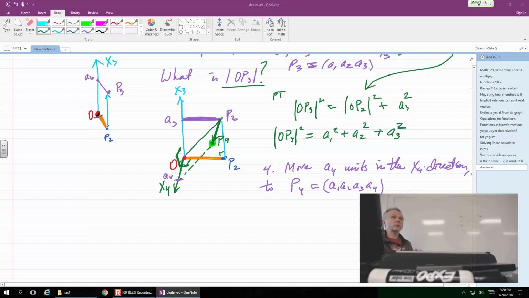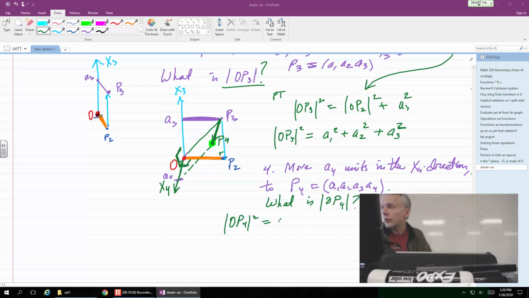Okay, so what do we do next? Well, you remember what we're trying to find. What is OP4? The distance, that is. Well, how do you know? Do you see it? We'll add an extra term to that sum right above. Let me write the answer. OP4 squared is equal to OP3 squared plus what? A4 squared. Okay, so you already know where it comes from.